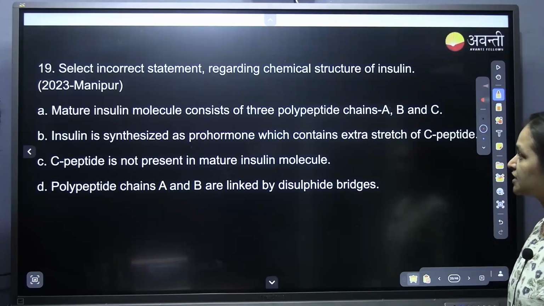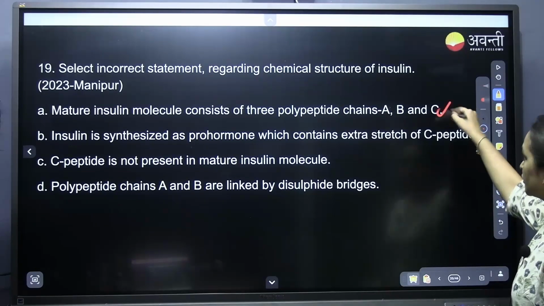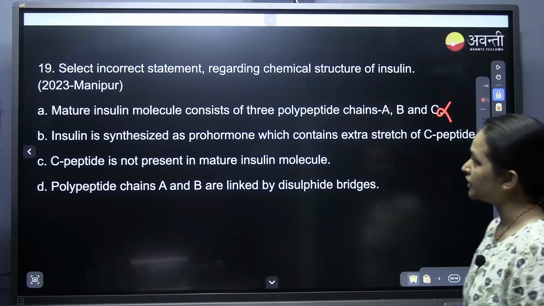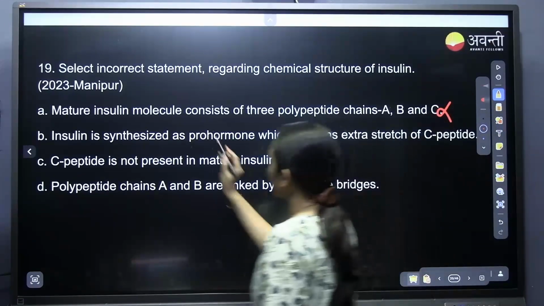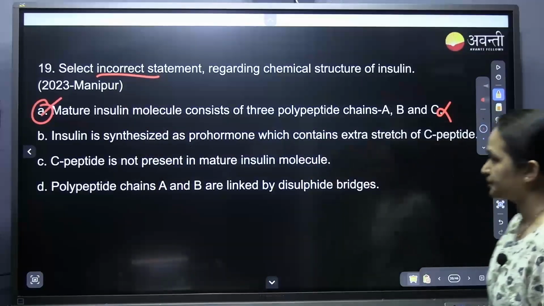Select the incorrect statement regarding the chemical structure of insulin. Mature insulin molecule consists of 3 polypeptide chains A, B, C? No, they only contain A and B. So we need to find the incorrect statement, and we got it in the first statement itself.